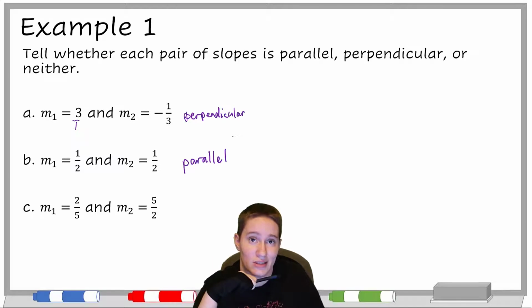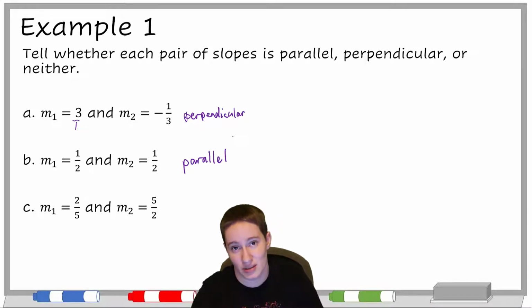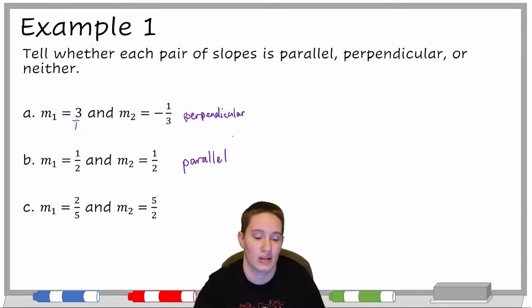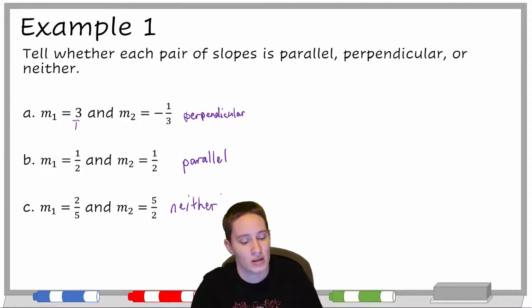Probably by process of elimination, we have a good chance of figuring out this last one. But just in case, let's look. 2/5 and 5/2 are not the same number, so this is not parallel. But even though they're reciprocals, they're not opposite reciprocals. It has to be both of those things. So this would end up being neither parallel nor perpendicular, or just neither for short. They're two lines, they have slopes, but they're not the special kind of slopes we're looking for.